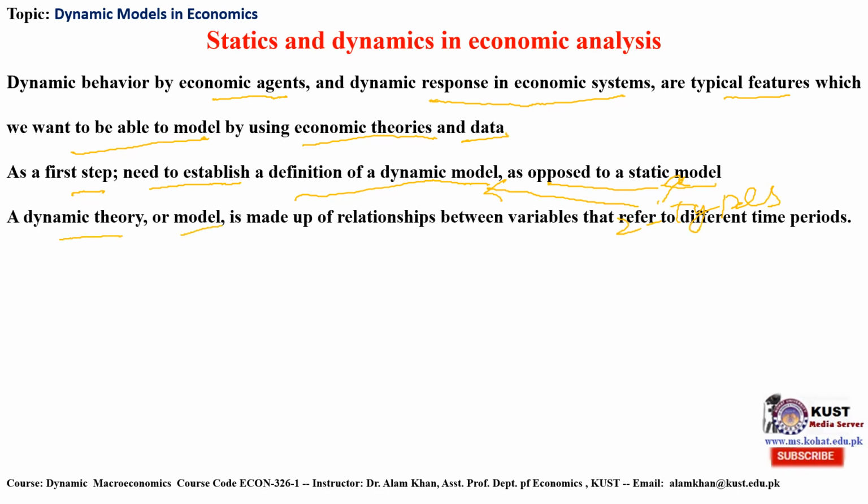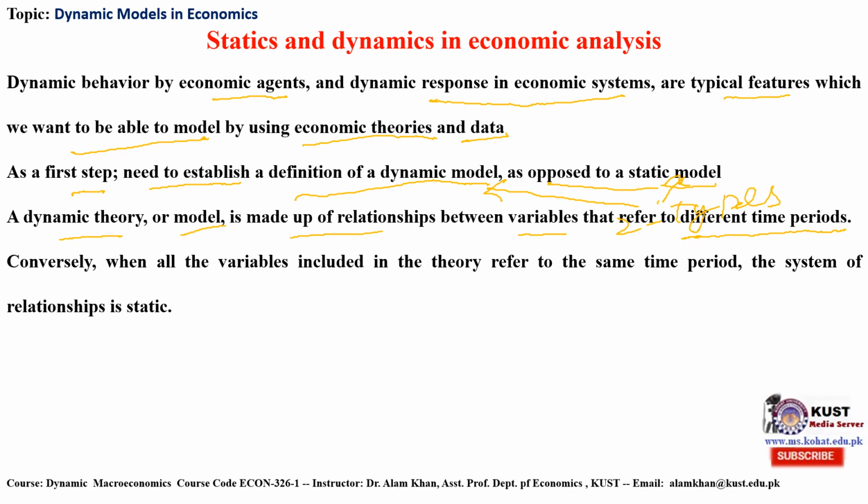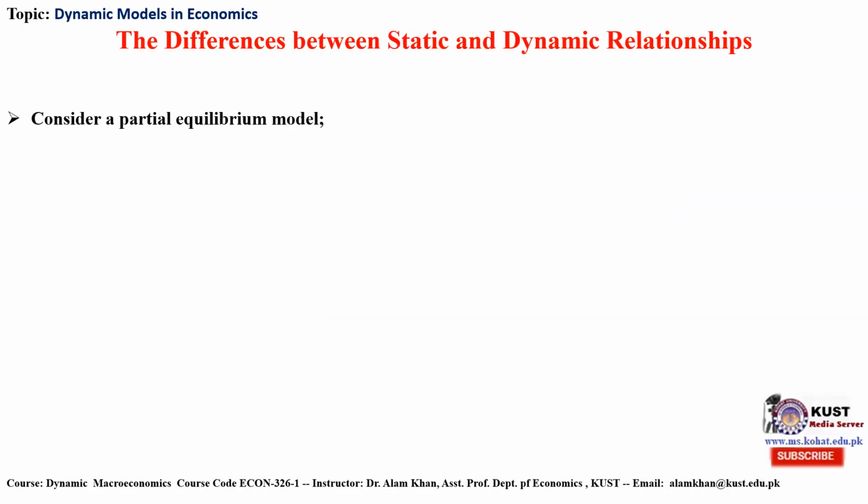A dynamic theory or model is made of relationships between variables that refer to different time periods, where time is not fixed. On the other side, when all the variables included in the theory refer to the same time period, the system of relationships is static. With the same time period, when we talk about the relationship among the various variables, that will be considered static. But when we talk about different time periods, then it will be a dynamic model or theory. The difference between static and dynamic relationships.